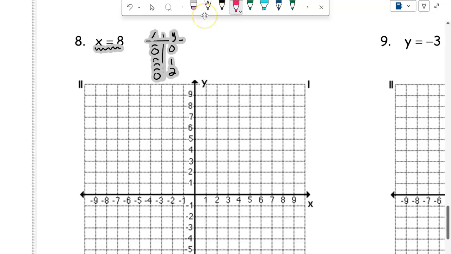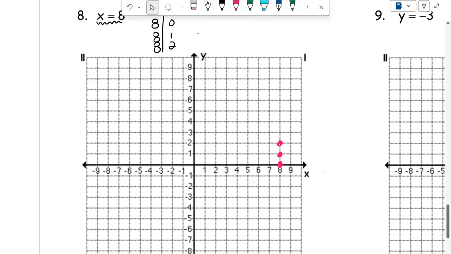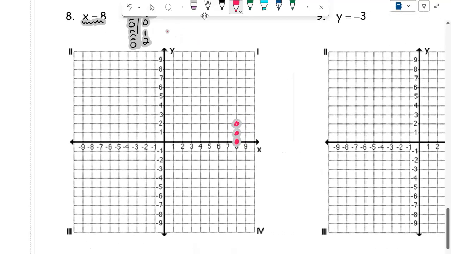So if I graph these points, 8, 0, 8, 1, 8, 2, it shows me that this is a vertical line. So I'm going to connect those dots from one side of the coordinate plane to the other. An x graph always gives me a vertical line. And remember, a vertical line has an undefined slope.